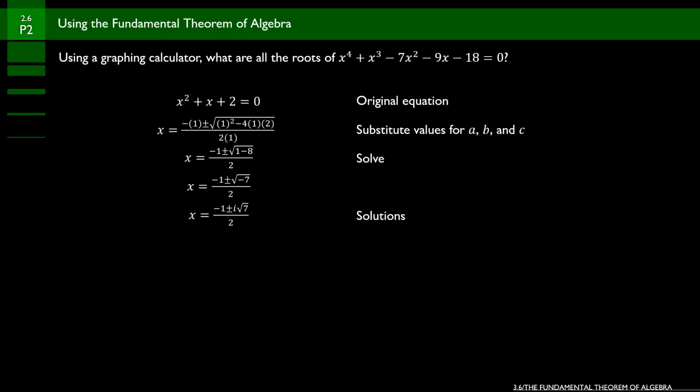This means that your solutions are -1 plus or minus i square root of 7 over 2, and plus or minus 3. So we've got all 4 of our solutions for this problem.